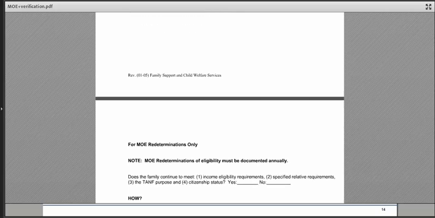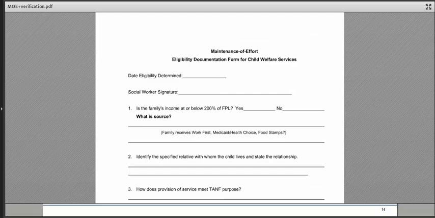But the consequences can be critical if you don't have these in your record and the case is pulled for audit. We don't want to have a county deal with payback situations, especially when the ability to meet that need is fairly simple. So we'll move back into our presentation now.